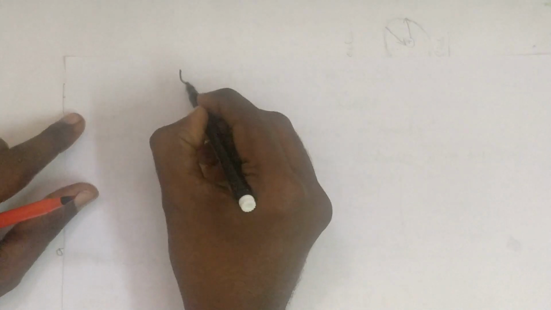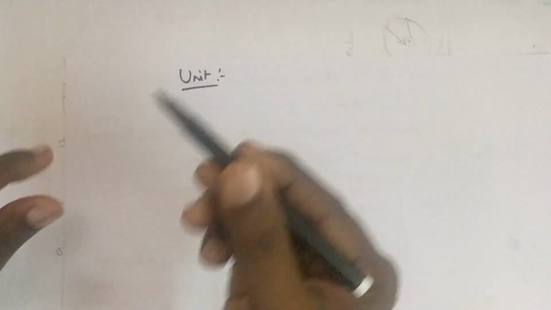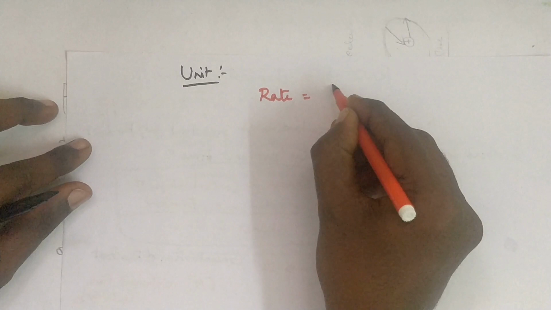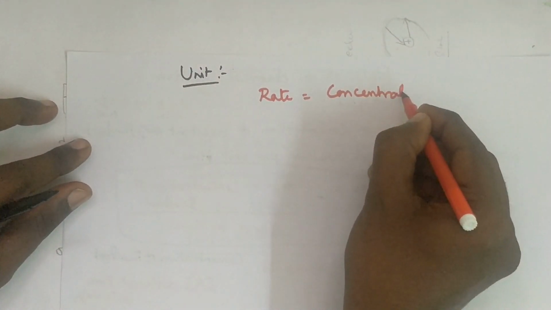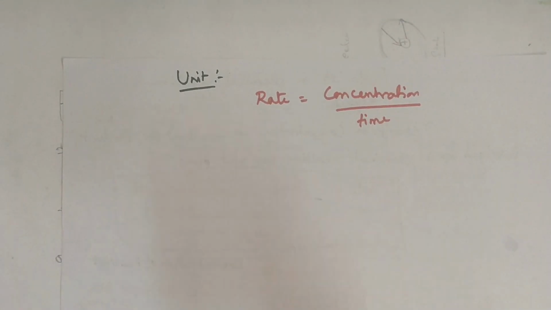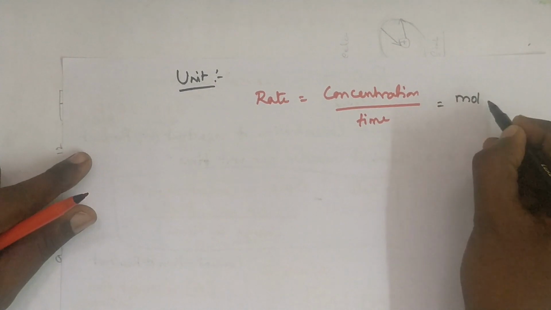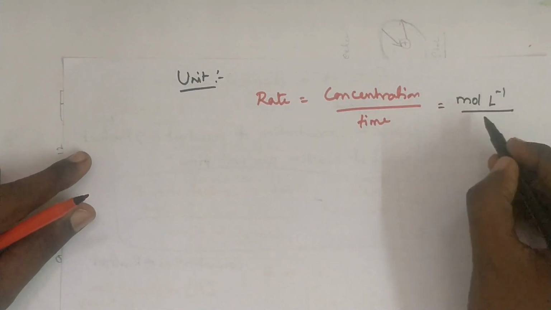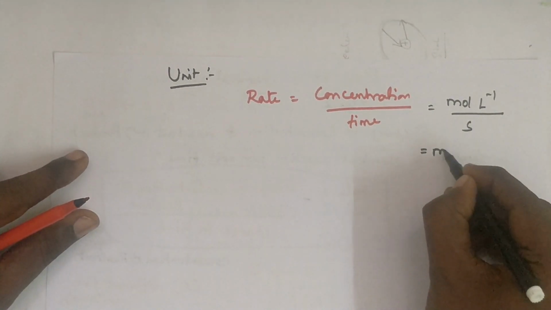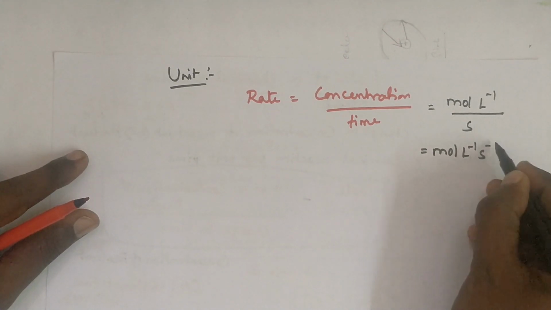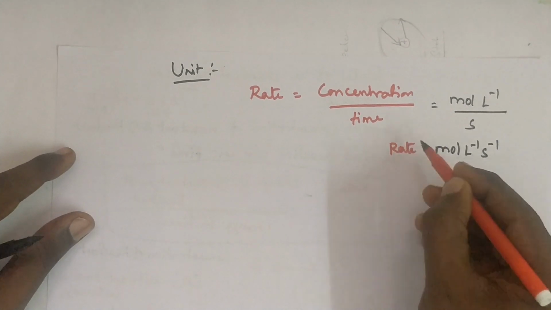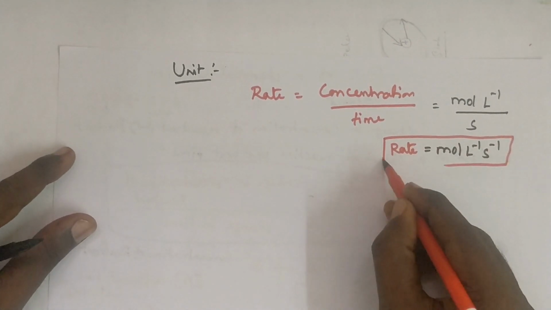Next one is, how will you measure the unit of rate of a reaction? Rate is nothing but concentration by time taken. Concentration is always expressed in mole per liter. Time is always expressed in seconds. So on inversion, reciprocal, mole per liter per second. It is the unit for rate of the reaction. Mole per liter per second.